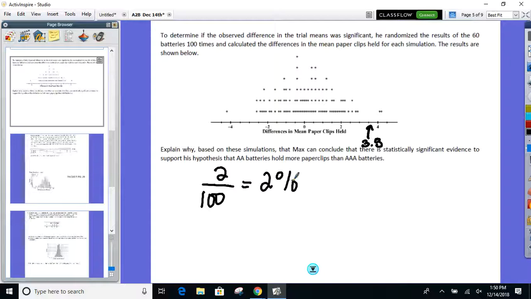All right, so let's answer the question. Explain why Max can conclude there's statistically significant evidence. That's because the 3.8 falls not within, but outside our 95% confidence interval.